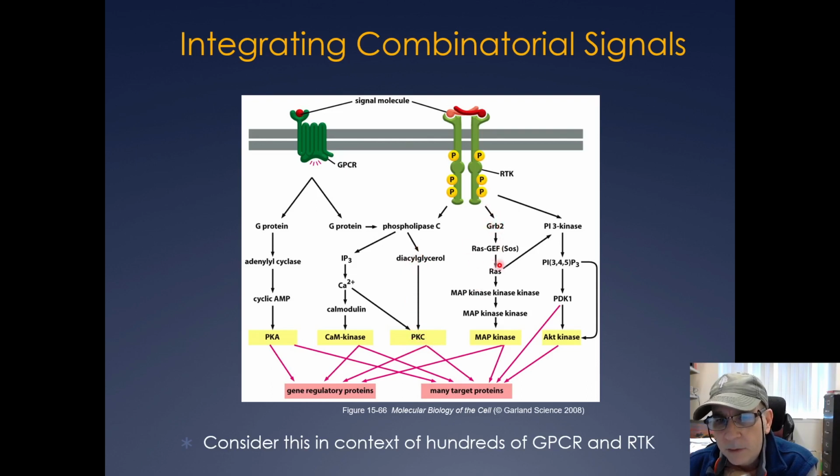And then you can have the receptor tyrosine kinases activating PI3 kinases and signaling through the Ras MAP kinase cascades, and ultimately there can be tons of crosstalk. I just want you to consider all of this in the context of all of the different G-protein coupled receptors and receptor tyrosine kinases that exist, and take this in from a 10,000-foot view. I don't require students to memorize this, but just appreciate all of the different integration events that can happen here.